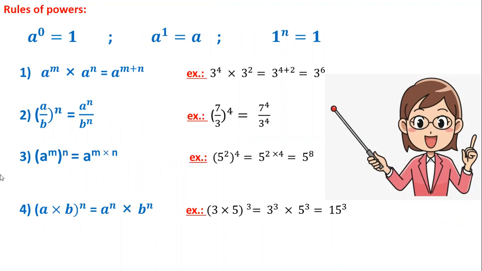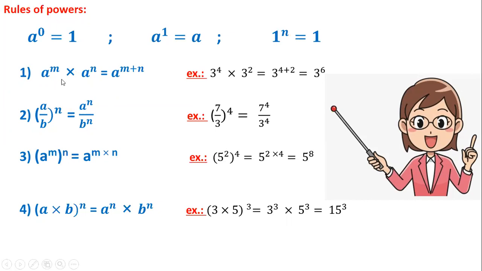Any number to the power 0 always gives me 1. For example, 99 to the power 0 is 1, 211 to the power 0 is 1, 5 to the power 0 is 1. This is a rule. Any number to the power 1 always gives me A, or the number itself. For example, 100 to the power 1 is 100. 50 to the power 1 is 50. 1 to any exponent always gives me 1. For example, 1 to the power 5 is 1. 1 to the power 7 is 1. 1 to the power 11 is 1.